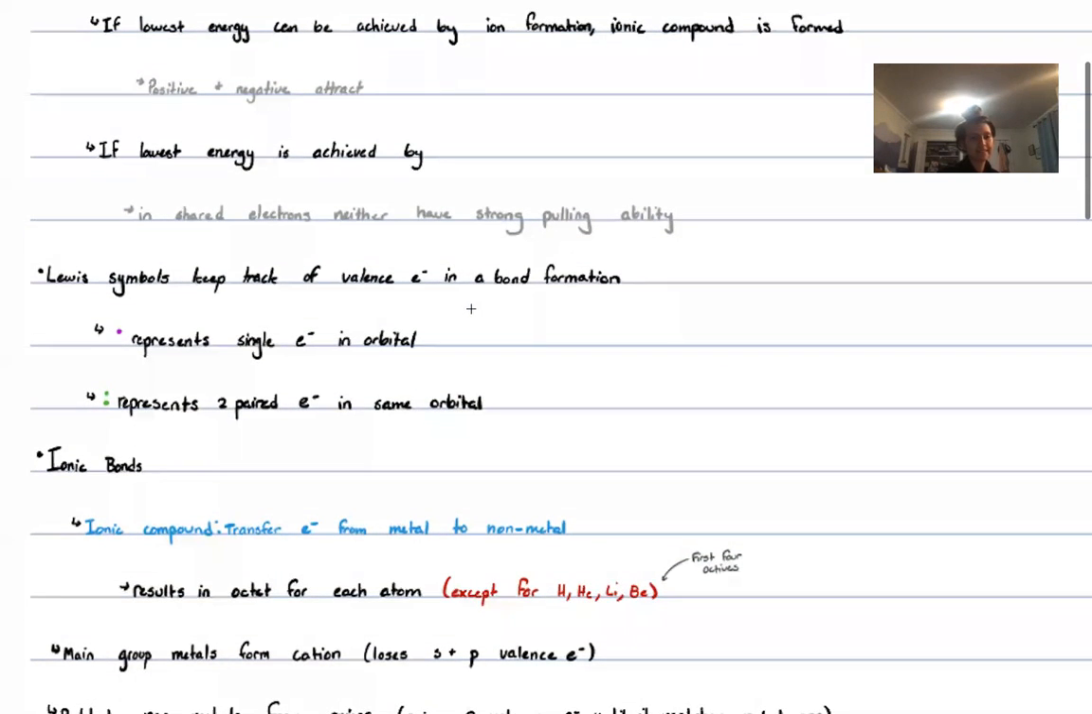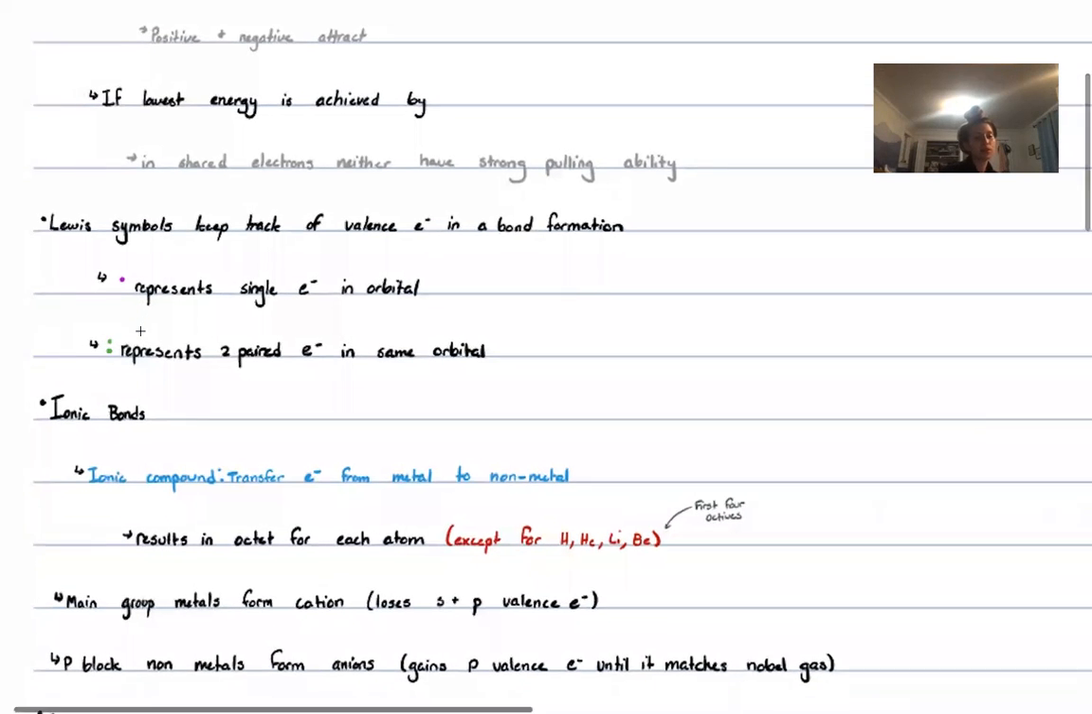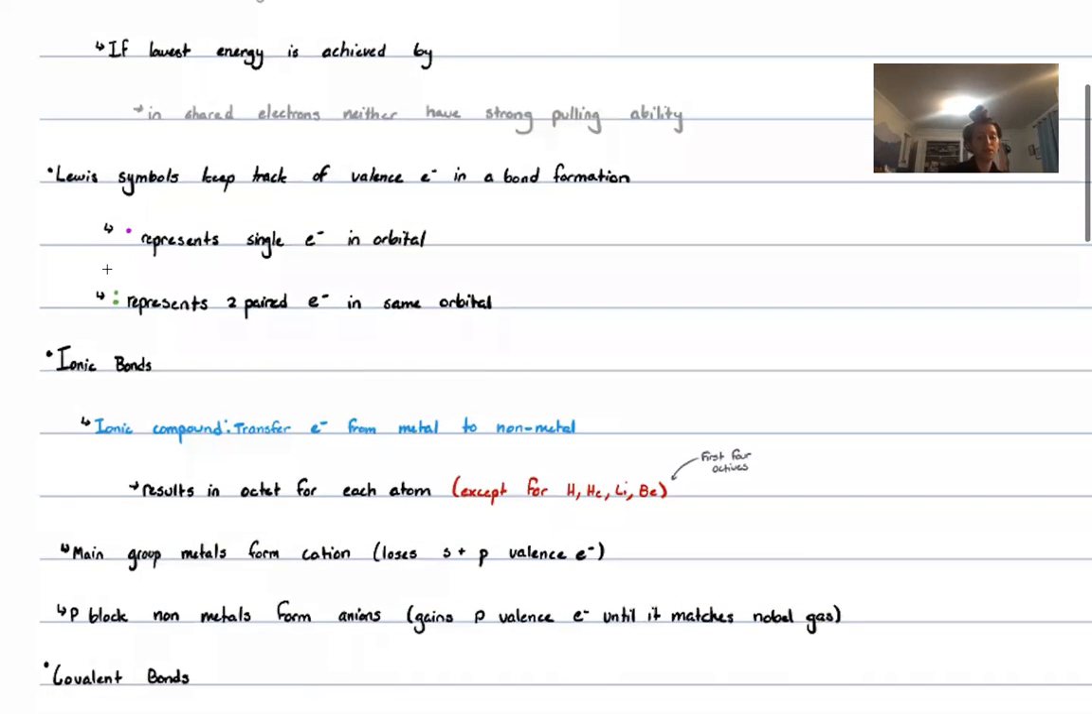Okay, so just know that this is supposed to be covalent formations. When we're talking about Lewis structures and Lewis symbols, I think at this point we all had to know this for the second midterm, but you have your single e, your unpaired electron, and then we have our paired electrons.